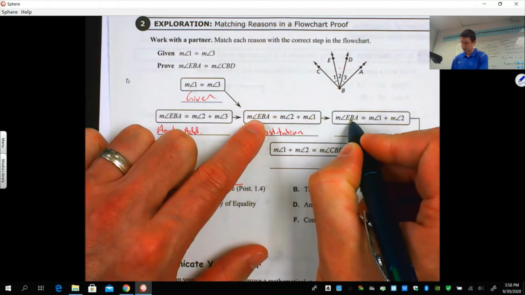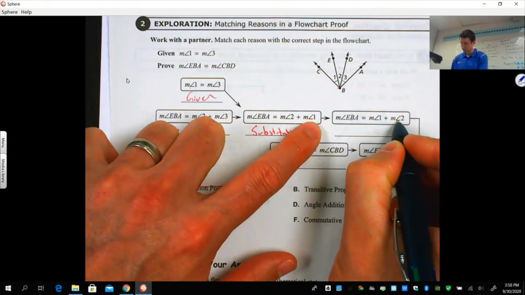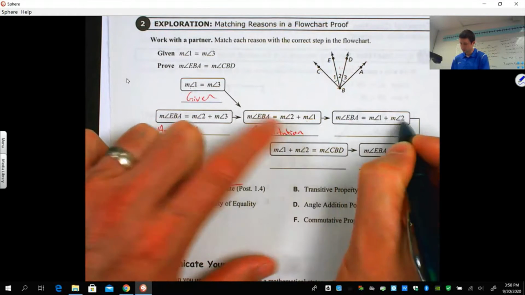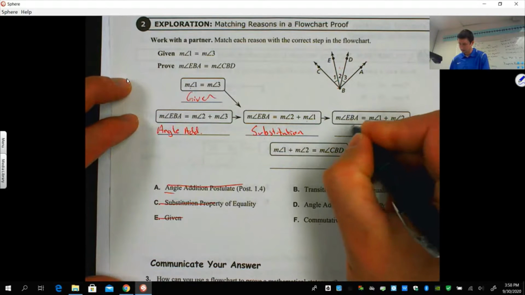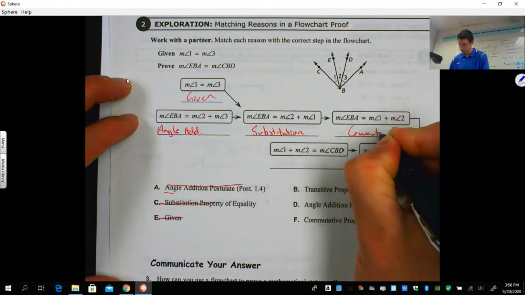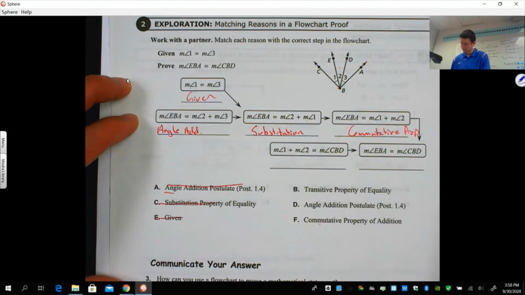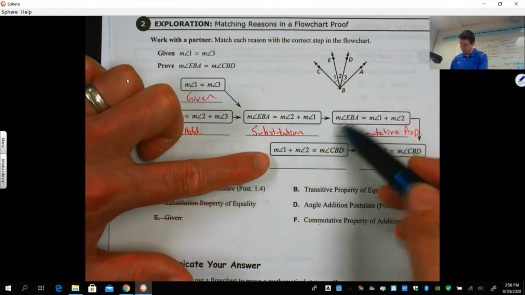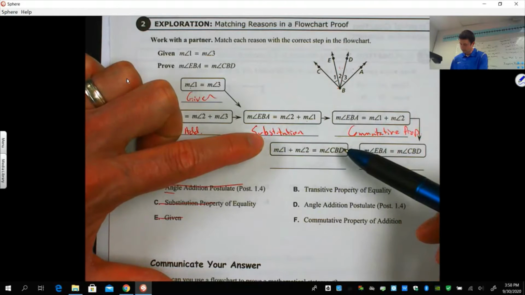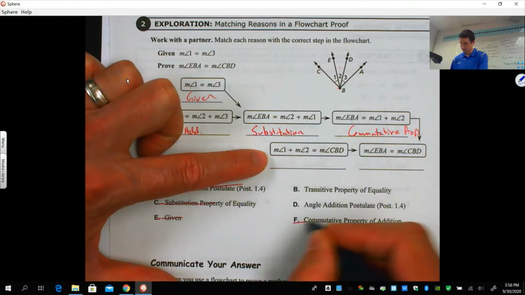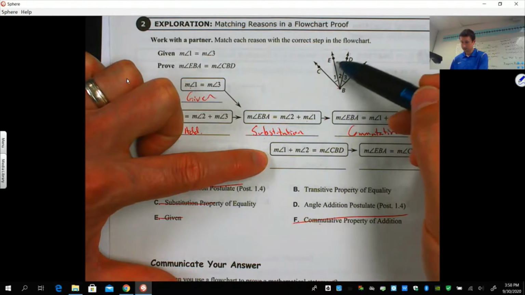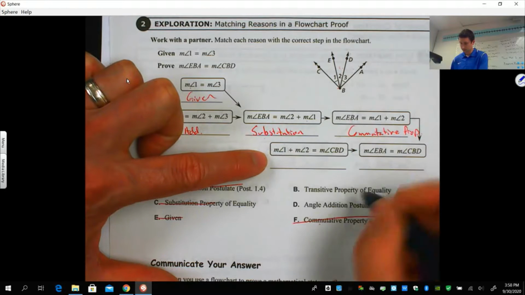Okay, measure of angle EBA, that stays the same. That hasn't changed. Equals 1 plus 2. So instead of 2 plus 1, they want 1 plus 2. That's the commutative property: A plus B equals B plus A. Now they said 1 plus 2 equals CBD. So CBD is 1 plus 2. There's another angle addition.